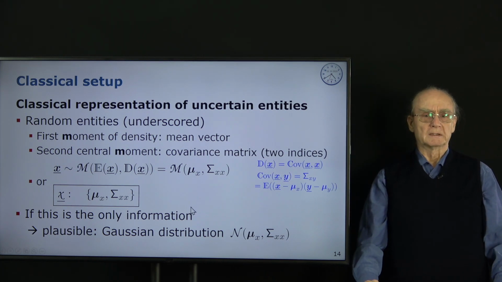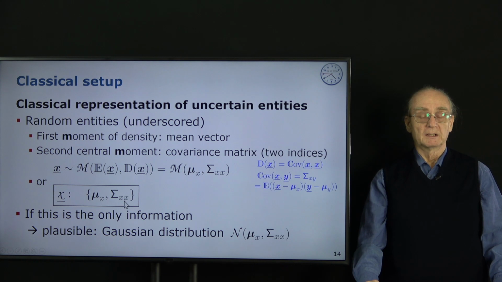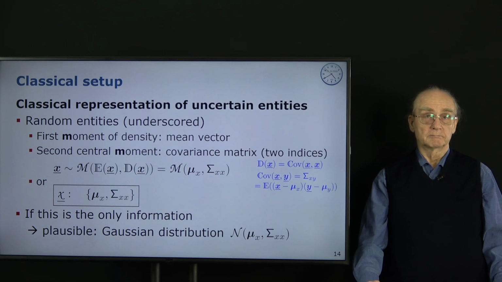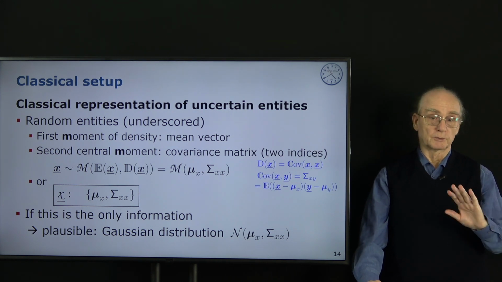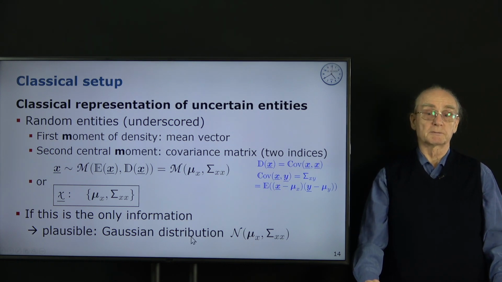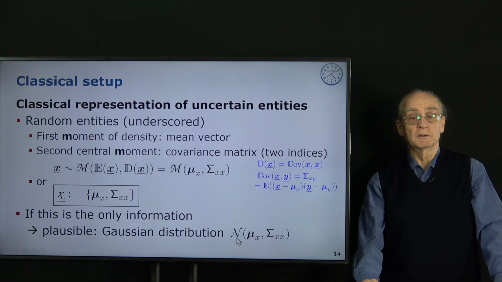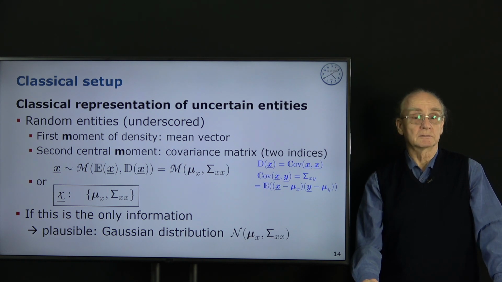Okay, so sometimes we write this expression in the following form. So the uncertain vector is defined by the pair mean vector and covariance matrix. If we would only have this information, it's plausible, based on the principle of entropy, which I don't want to discuss, to assume a Gaussian distribution. That's the most plausible assumption. That means we could also say if we only know these two, we implicitly assume that this vector is following a normal distribution with mean and covariance matrix.